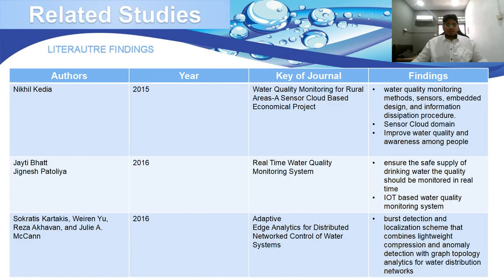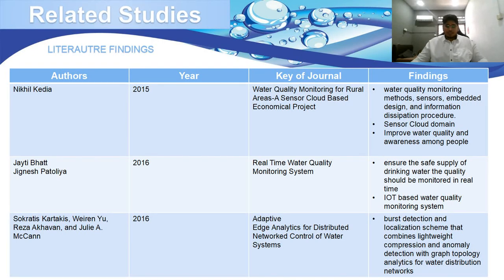Now moving forward to literature findings. There are several research papers and journals that I have read, and these are the three main ones that have been very helpful throughout this whole project. The first one is written by Nikhil Kadia in the year of 2015, and the key of the journal is about water quality monitoring for rural areas, a sensor cloud-based economical project.